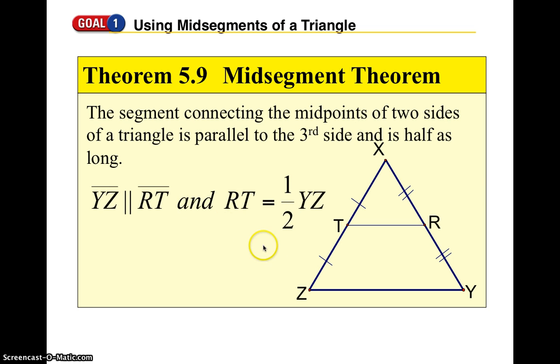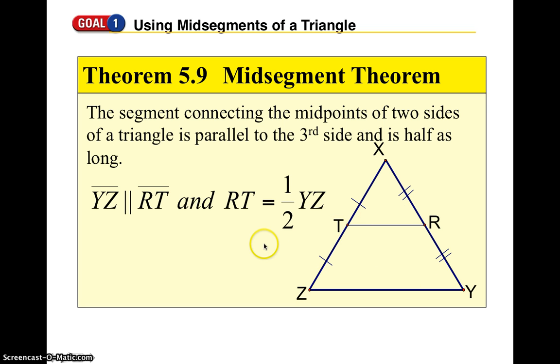Okay, so now whenever we have a mid-segment, there are two things that are true about it. First of all, a mid-segment, like the mid-segment in this picture, TR, is always parallel to one of the sides of the triangle. So we have that YZ is parallel to RT. So these two sides are parallel.